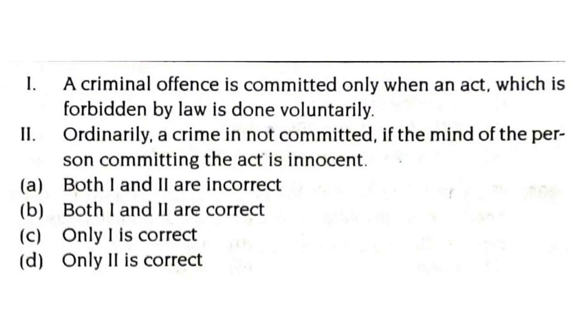Ordinarily, a crime is not committed if the mind of the person committing the act is innocent. Both 1 and 2 are incorrect. Both 1 and 2 are correct. Only 1 is correct. Only 2 is correct. A criminal offense is committed only when an act which is forbidden by law is done voluntarily. It is correct. A crime is not committed if the mind of the person committing the act is innocent. It is also correct. So both 1 and 2 are correct.